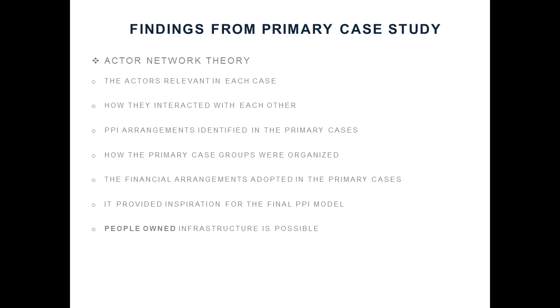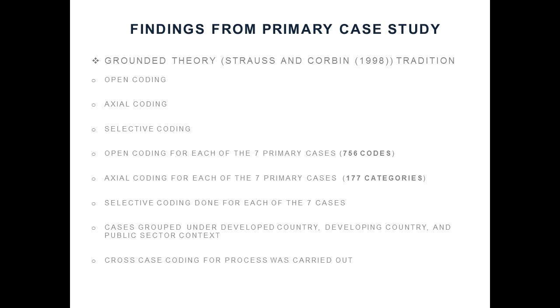From the actor network theory, I was able to identify the relevant actors in the case, how they interacted with each other, and how the PPI arrangements were identified and organized, because that's what we're looking for in the research questions. How could they be organized? How could they be financed? That was one of the things I was looking for. I was also interested in the financial arrangements in those places in order to gain inspiration for the other side as well, and of course, it provided inspiration. One important thing that came out of the actor network theory was my belief that the PPI model should be people-owned. And from the grounded theory, I followed the Strauss and Corbin tradition.